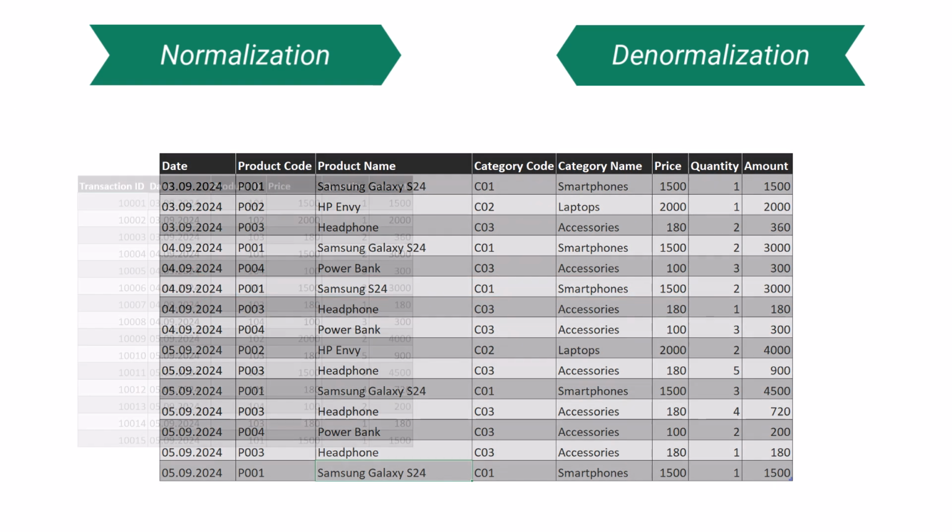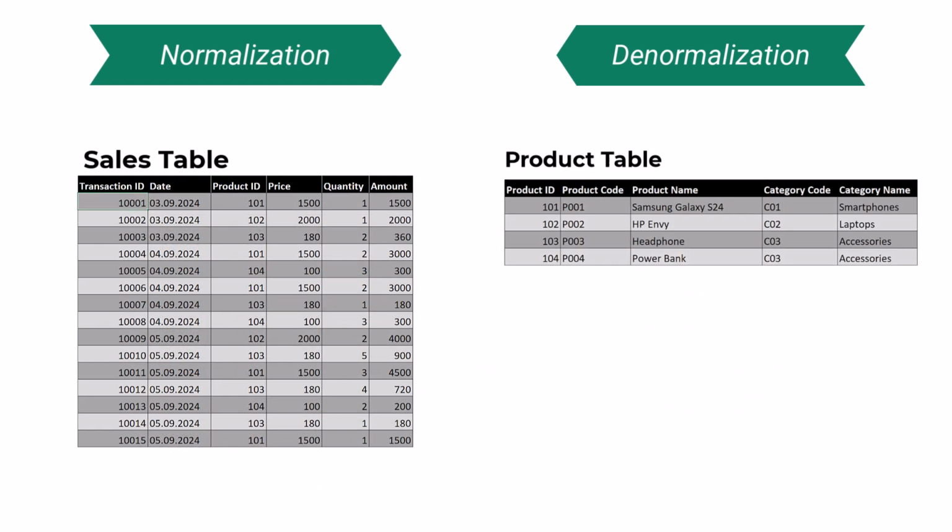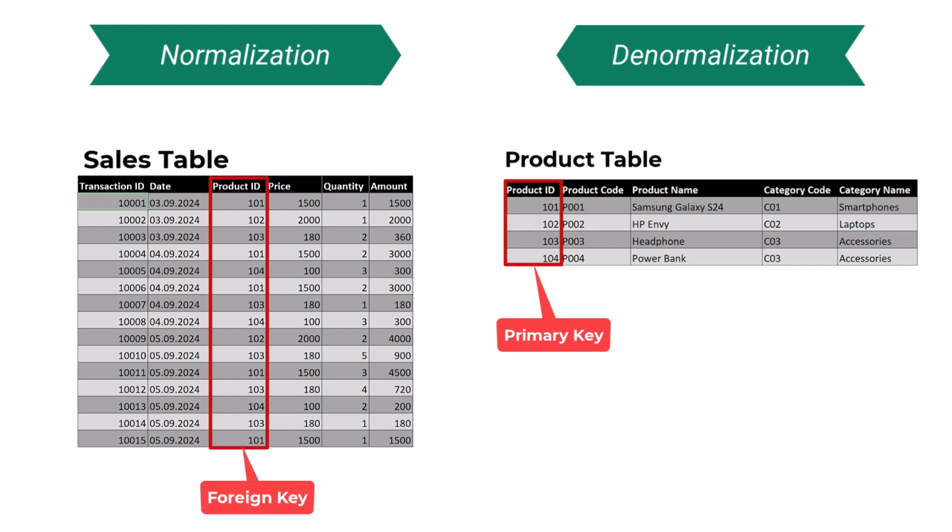So how do we fix this? We normalize the table by separating product information into a different table and giving each product a unique ID. This ID is a primary key, meaning it shouldn't change under any circumstances. In the sales table, instead of repeating product information, we reference the product ID. In this table, this ID is known as a foreign key. By doing this, we avoid repeating product names, categories, and other product details.